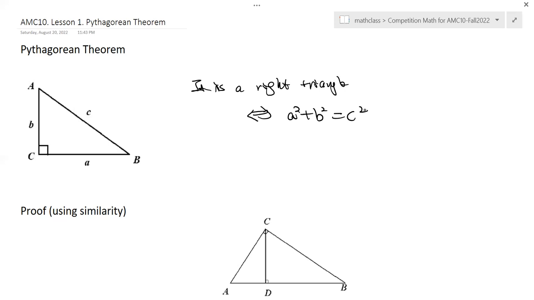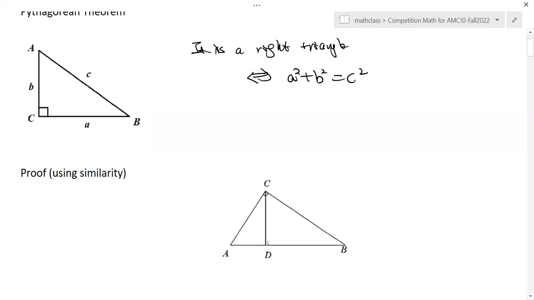Sometimes you are given a triangle with three given sides, and you're trying to find the area of the triangle. Then you find out in general it's complicated, right? Now, if you realize this is a right triangle, then you just use the property of a right triangle, and a times b divided by two gives the area. Okay, we call this the converse statement of the Pythagorean theorem.